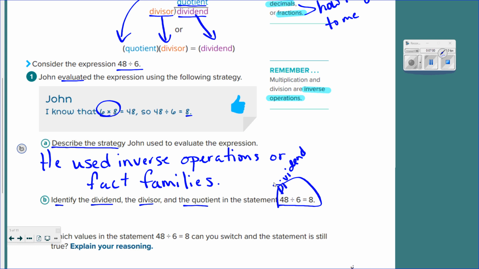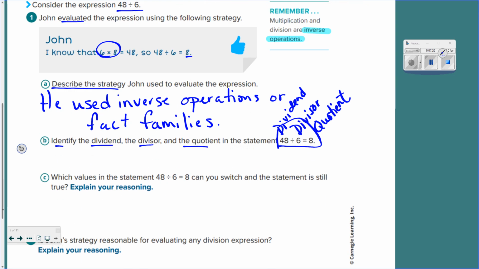So that's how it was going to go, right after the sign is the divisor. This is how I'm dividing it up. Our quotient tells us how many groups, or the answer to the division problem. So there's our quotient. Does that make sense for everybody? Okay? So, which values in the statement 48 divided by 6 can you switch and the statement is still true?